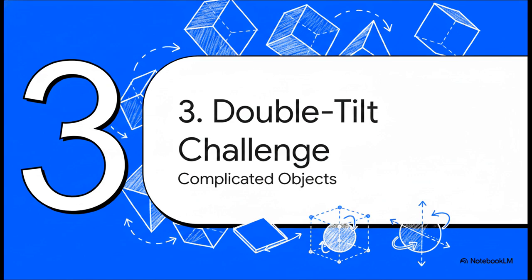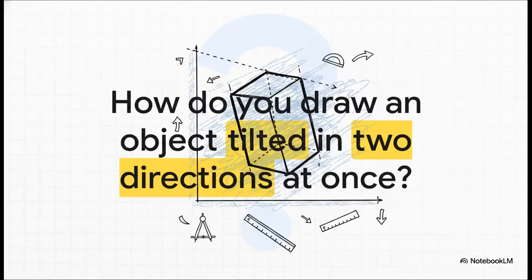Okay, that's all well and good for an object that's just sitting nice and flat. But let's be real. When do things ever stay that simple? This brings us to what I like to call the double tilt challenge. This is the real test, right? How on earth do you draw something that's not just tilted away from the wall, but is also tilted up from the floor at the very same time? This is where the system really shows off its power.